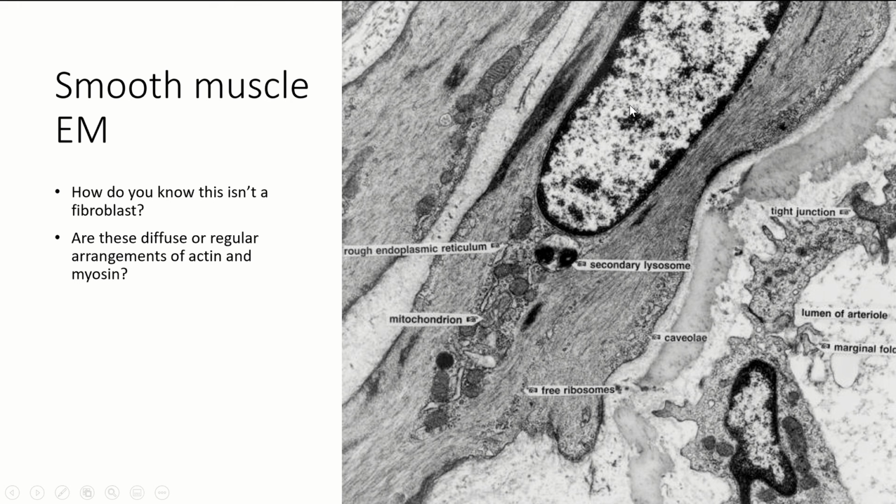The nucleus is also a lot less condensed than in a fibroblast. And are these diffuse or regular arrangements of actin and myosin?